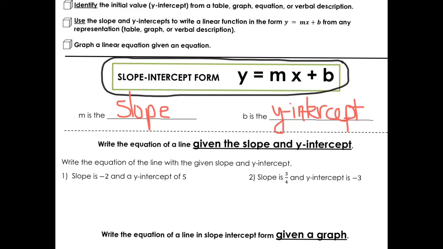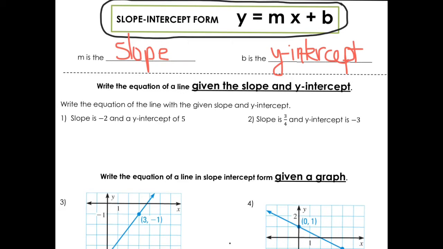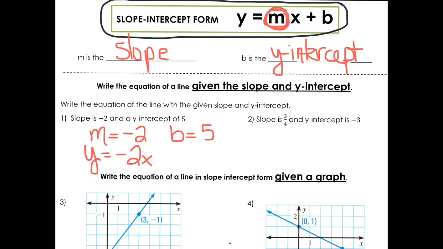So we are going to write equations of a line given the slope and the y-intercept. So that's the first thing that we're going to do. So let's see, I have a line that has a slope, that means m equals negative 2, and a y-intercept of 5, that means b equals 5. So I'm just going to take that and replace the letter m with a negative 2. So y equals negative 2 times x, you just attach the x, a number smashed right next to a variable, remember that means multiply, plus the y-intercept b, which is 5.